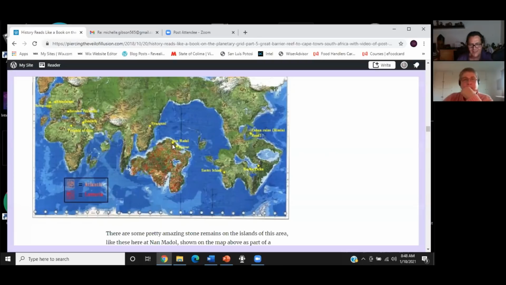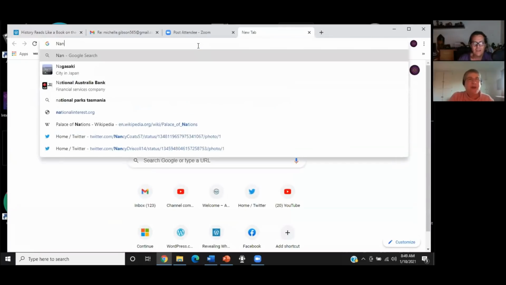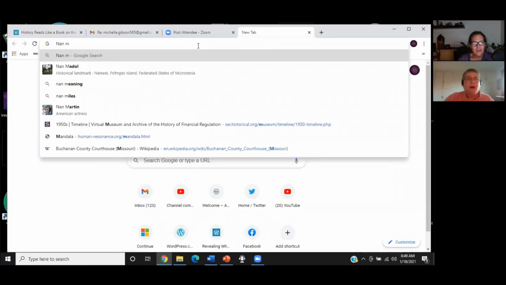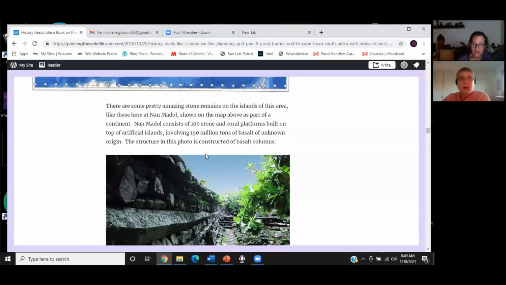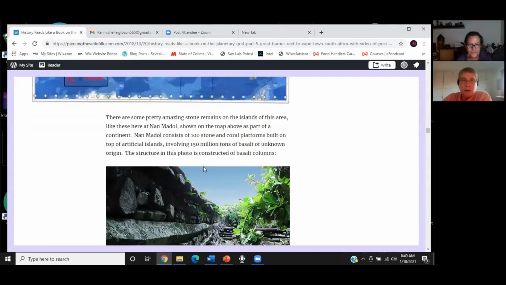Okay, so Nan Madol, which is part of, I want to say, let me make sure I get it right. Okay, it's part of the Federated States of Micronesia. It's Nan Madol on Pohnpei Island. Now it's on Pohnpei, so it's showing here as part of the landmass, because it actually goes from the land into the water, doesn't it? Yeah. And then this is Nan Madol on Pohnpei.